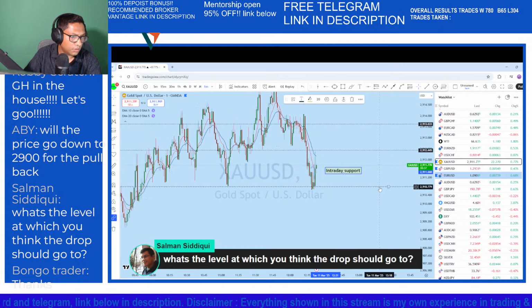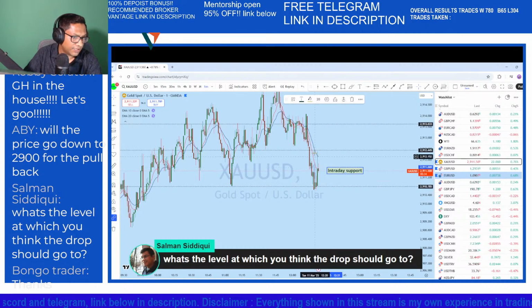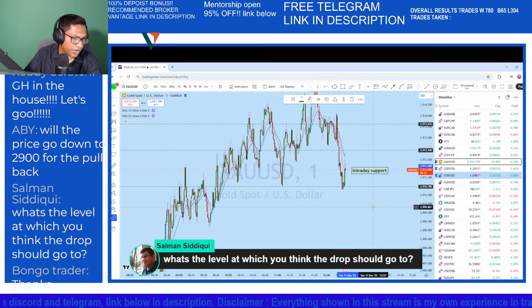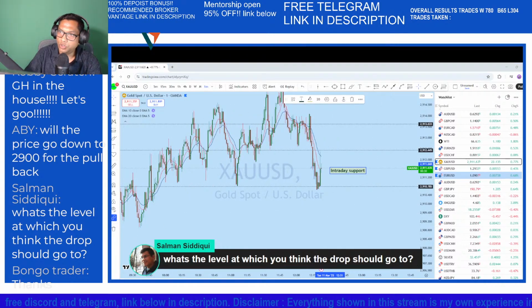So we would like to see a suitable entry as it's still showing a downward trend here. We're waiting to see it change its direction. Once we see enough confirmation, that's where we will be entering.